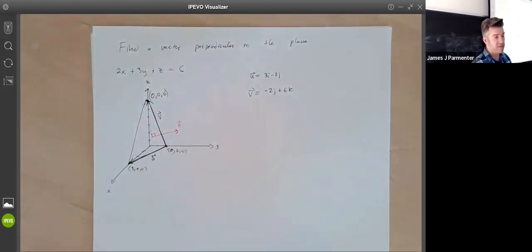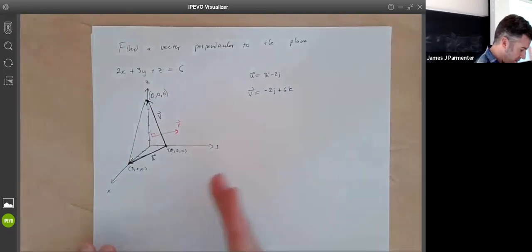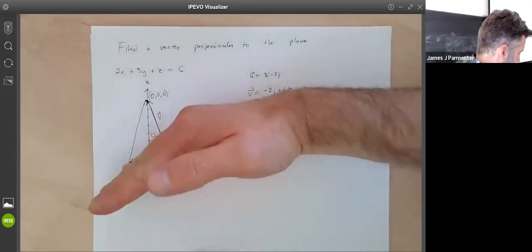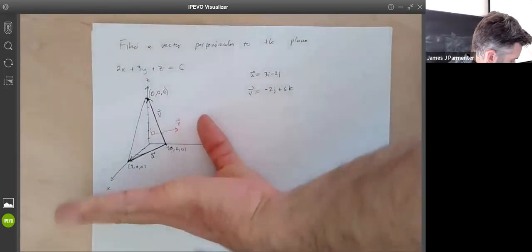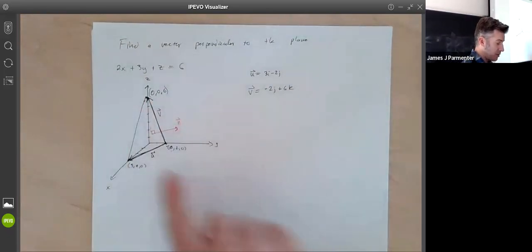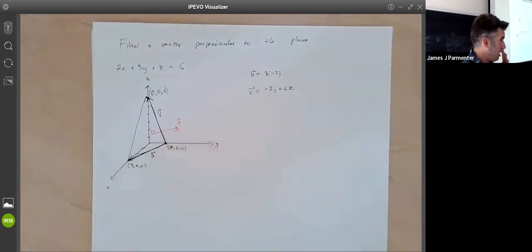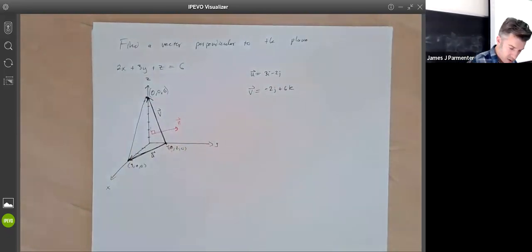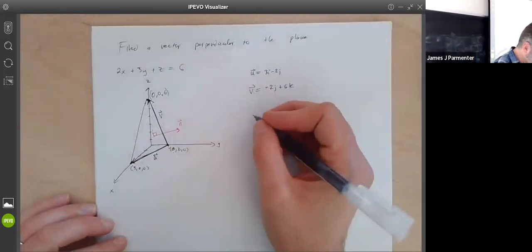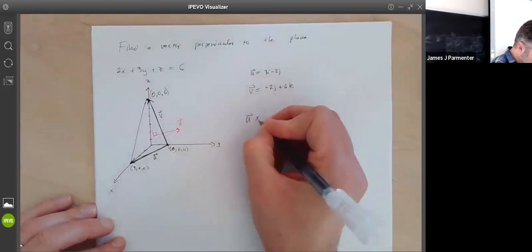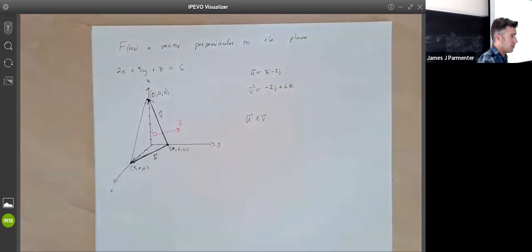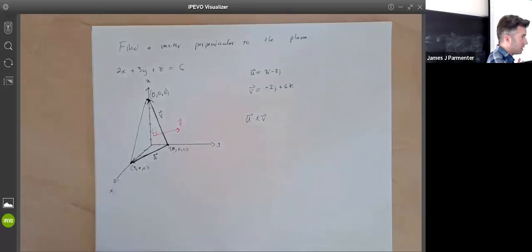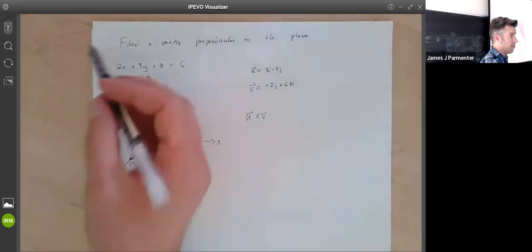What I wanted to observe before we find this is if I do u cross v, so if I point in the direction of u and cross towards the direction of v using the right-hand rule, I'm going to be pointing in the opposite direction from how I've drawn this vector. That's okay. The reason we're finding u cross v is if you're trying to find a vector that's perpendicular to the plane, you find the cross product of two vectors in the plane. And these are definitely two vectors in the plane.